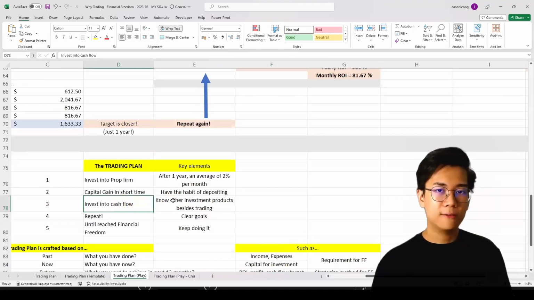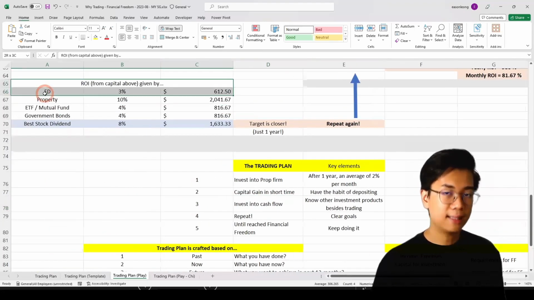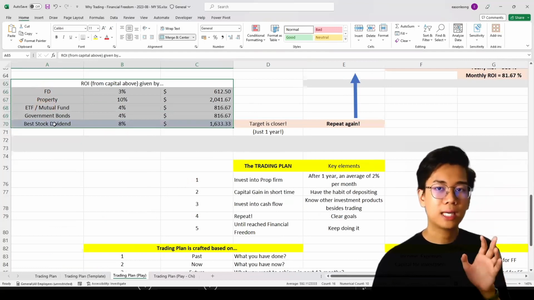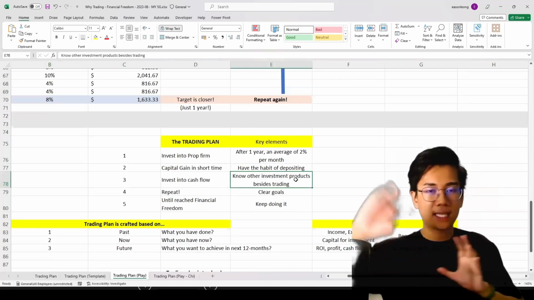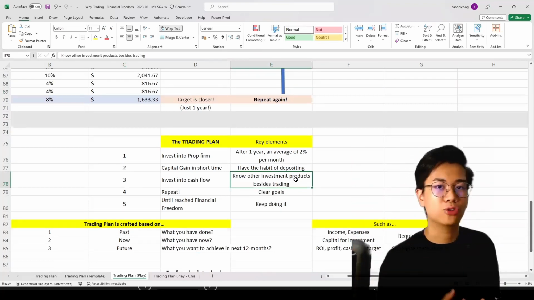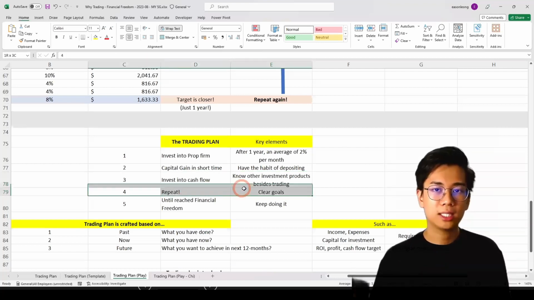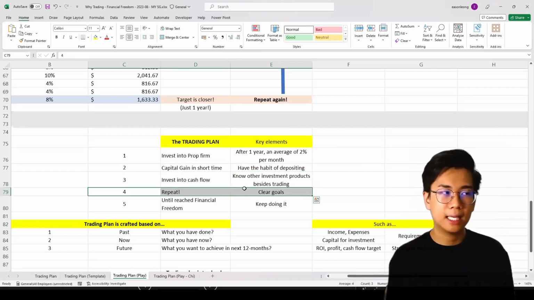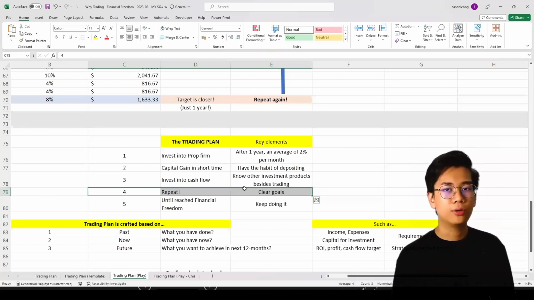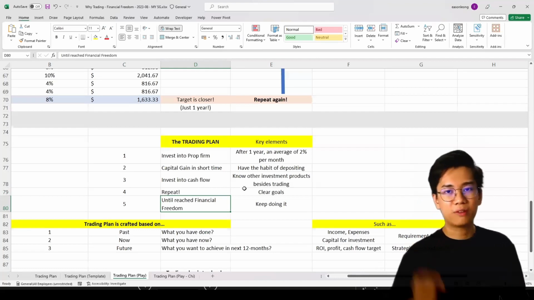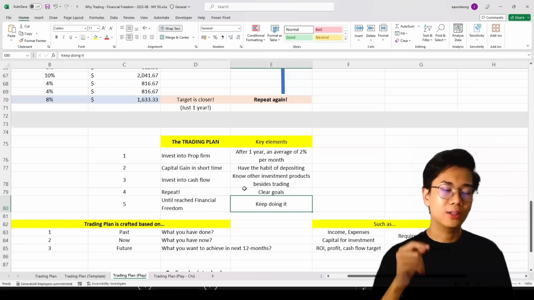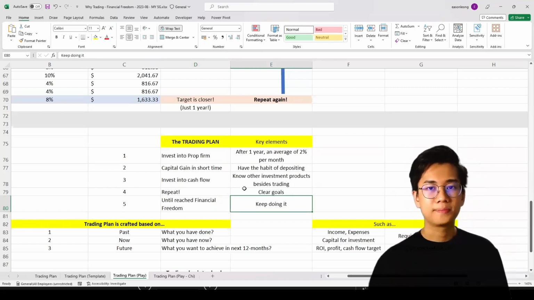At the end of the year, invest into assets that have the ability to give you cash flow. So you need to know not just trading, but outside of trading, what other investment instruments and products you can use to leverage on your trading. All you need to do is keep repeating the cycle again and again until you save enough money from profit to reach your financial freedom. After that, you really can do nothing, still make money.